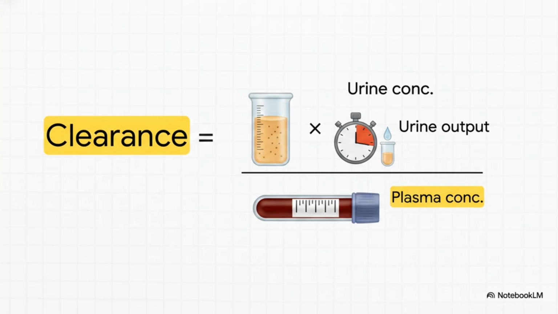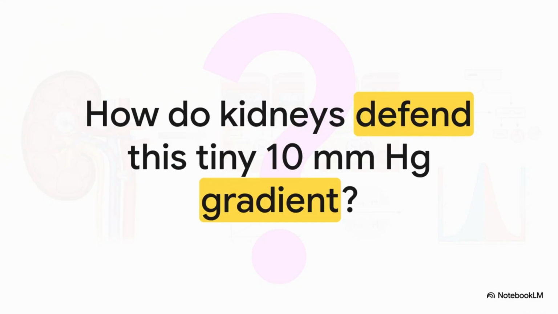Pretty awesome, right? Well, we've covered a lot of ground today. We traced the journey from the sympathetic nerve wiring through the microscopic sieve of the filtration barrier, calculated that 19% filtration fraction, and wrapped up with the clinical math of clearance. But I want to leave you with a really profound physiological puzzle.